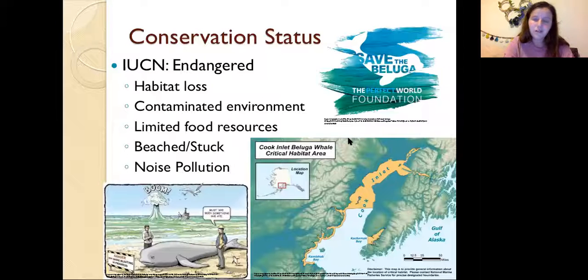And that leads into the issue that they are currently endangered. With a lot of habitat loss, their environments are becoming contaminated. There's non-sustainable fishing, so limiting their resources, becoming beached, and then of course noise pollution. Their conservation status, they are declining and they are experiencing issues in that.